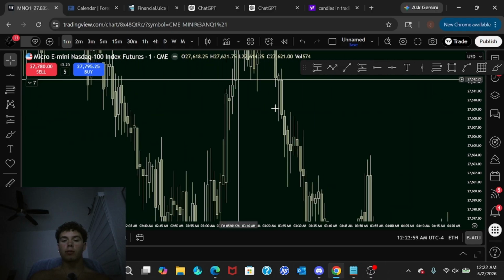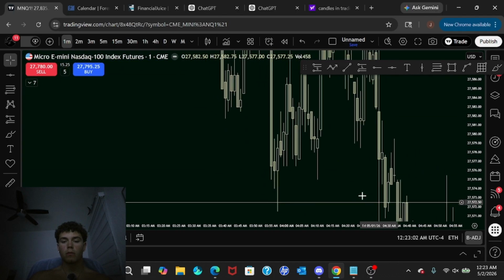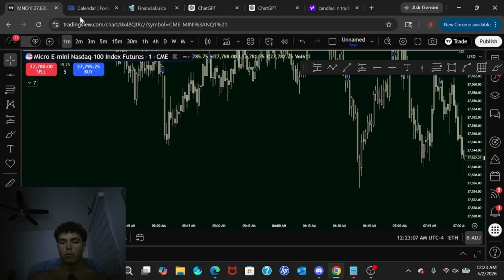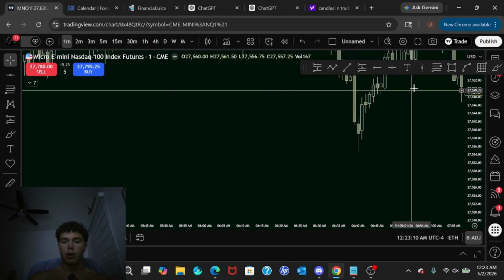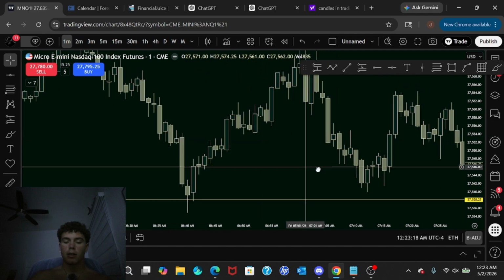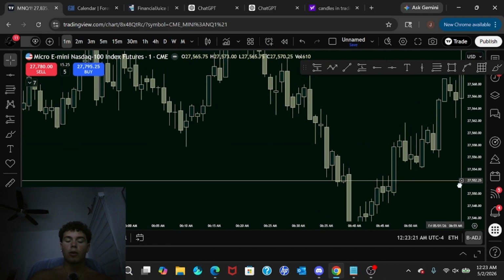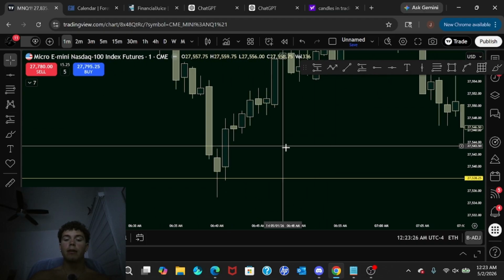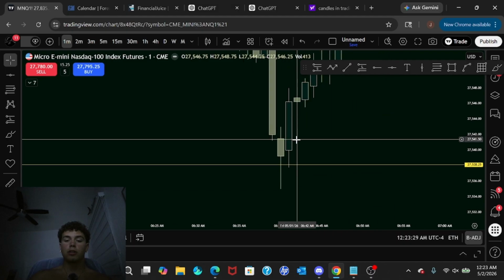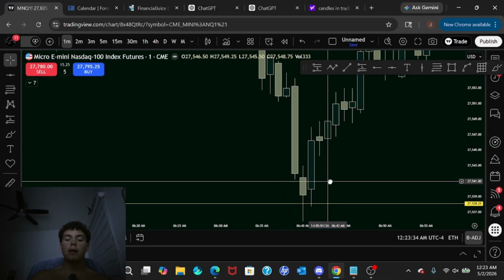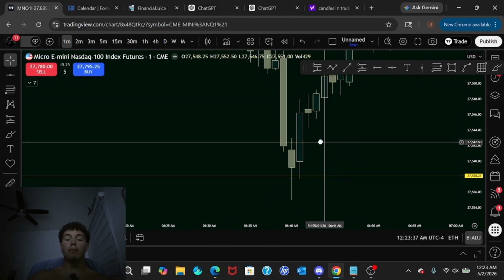Let me find a proper example. Let's just say right here I have a level. And as we're approaching this level, I'm seeing very strong bearish price action. But then we get a small body with a bigger wick. What is this saying? Bears are getting rejected and bulls are in charge.